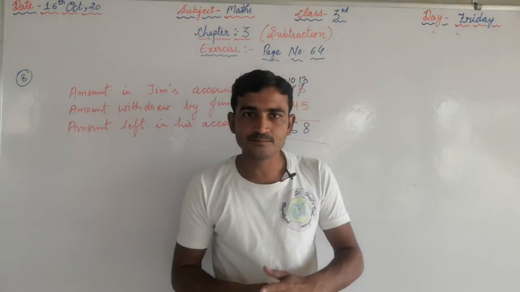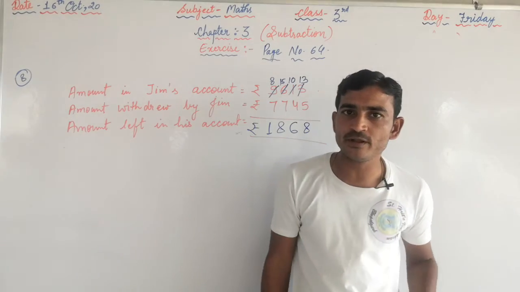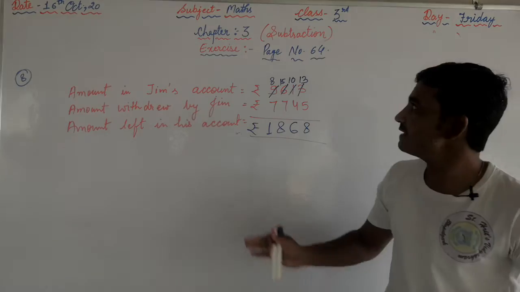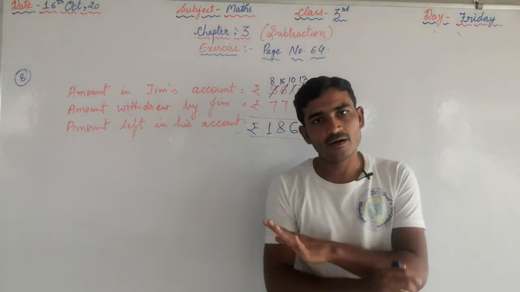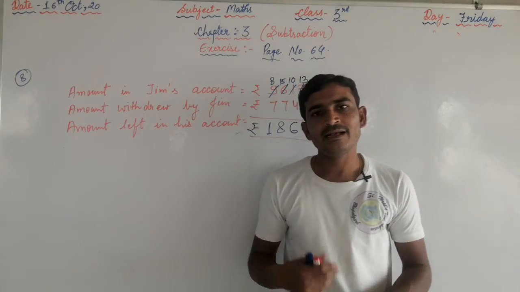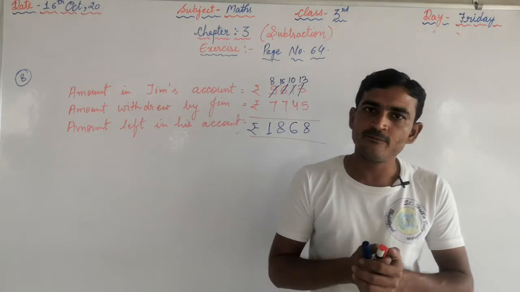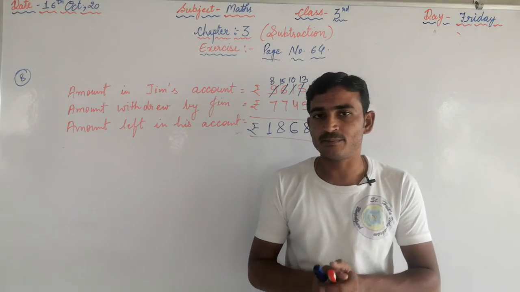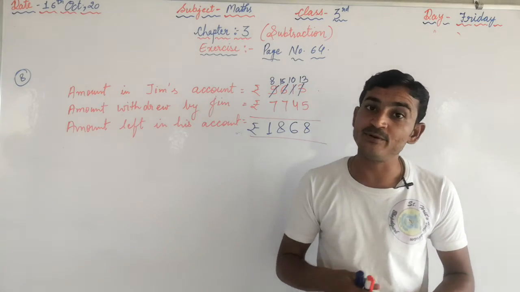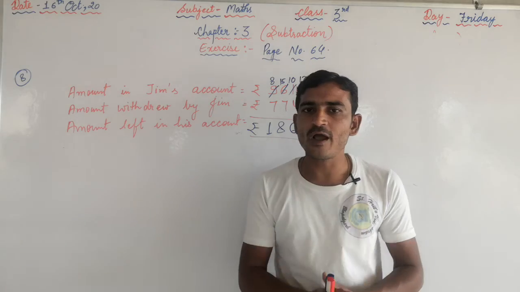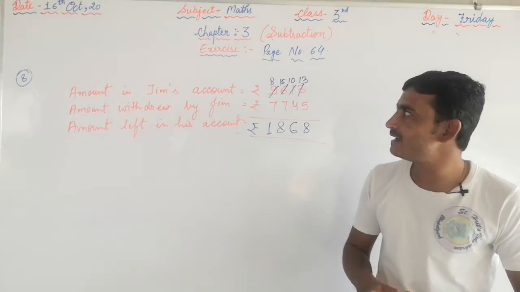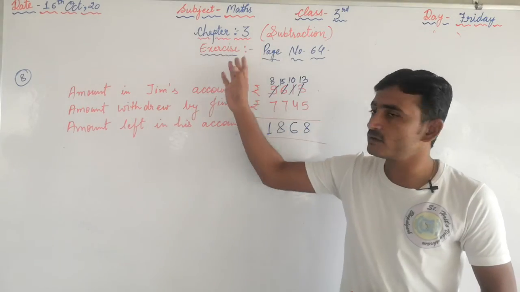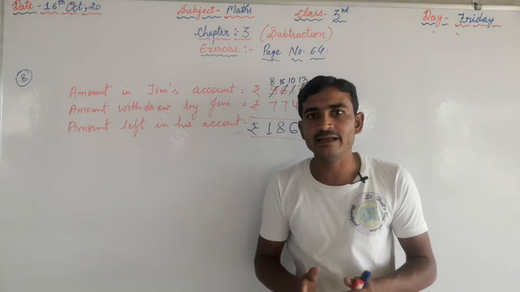So beta, your chapter is completed today. All the exercises of chapter three we have finished today. Next, on Monday I will come with the new chapter, chapter number 4, with new concepts and new questions. Your work task is to solve chapter number 3 from the start once again as a revision.